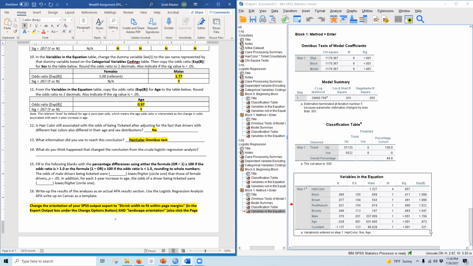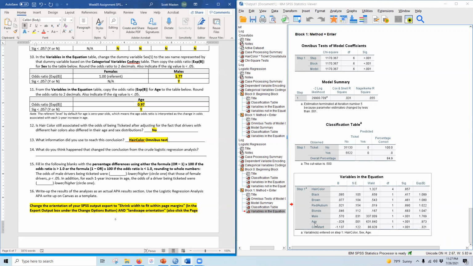The other way to answer this, if you didn't use the Omnibus one, is look at each individual odds ratio, and if none of them are less than 0.05, then your hair color wasn't associated with different odds of getting a ticket. So black, nope. Brown, nope. Red auburn, nope. Blonde, nope. So that's the other way you could have answered it, is looking at the individual SIG tests for each dummy variable.